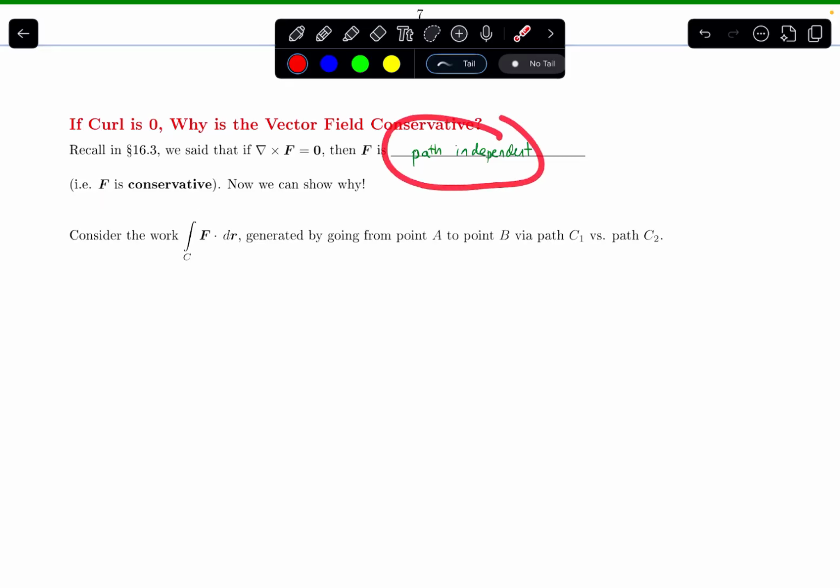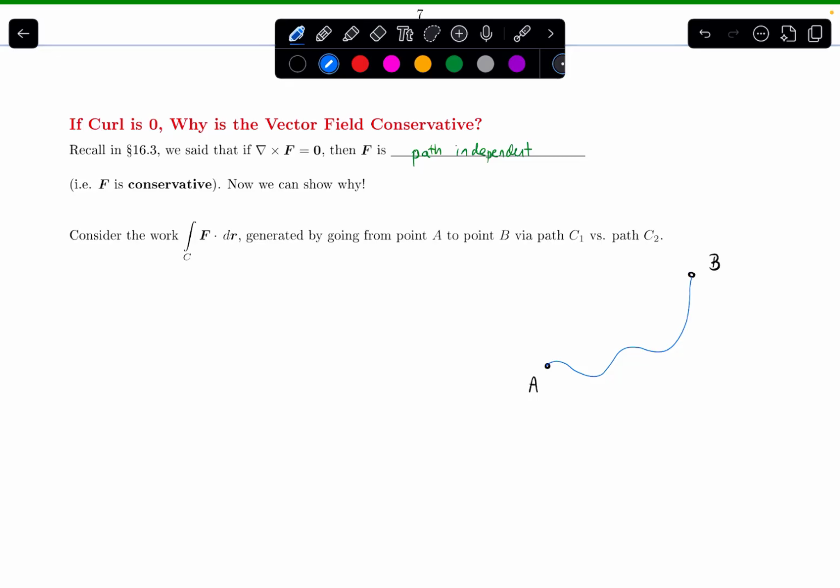So what does path independent mean again? It means that if I have a path that starts at a point A and ends at a point B, then if I take some path that starts at A and ends at B, maybe I'll call this path C1, and I'll draw a direction arrow, and I take some other path that starts at A and ends at B, maybe I'll call this path C2, the work done along either path should be the same. It only depends on where it starts and where it ends. And the work is given to us by this line integral of our vector field.